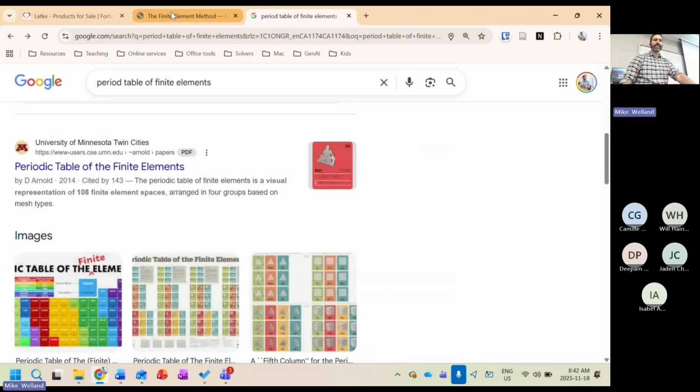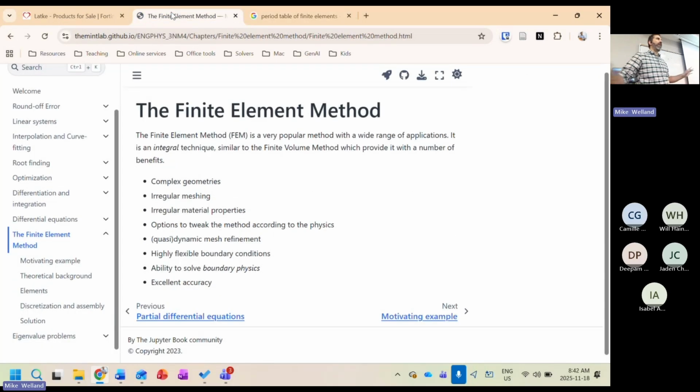There are families of finite elements. I'll talk about what elements are. I think there's actually a link in here. They're able to adapt to different types of physics and things that you would want to represent, but it all falls under this big family.